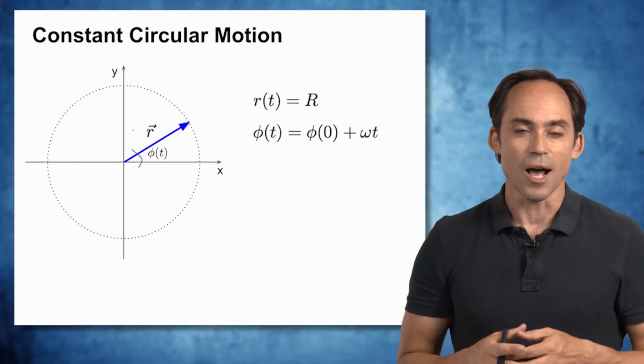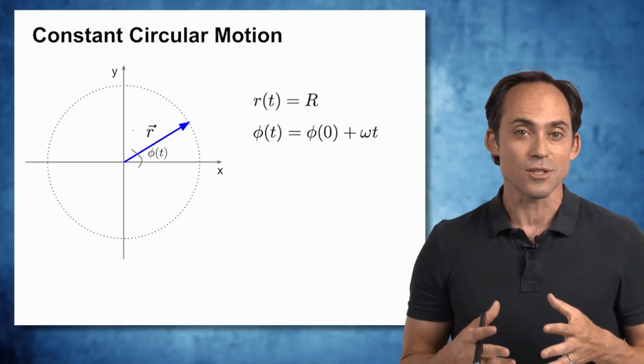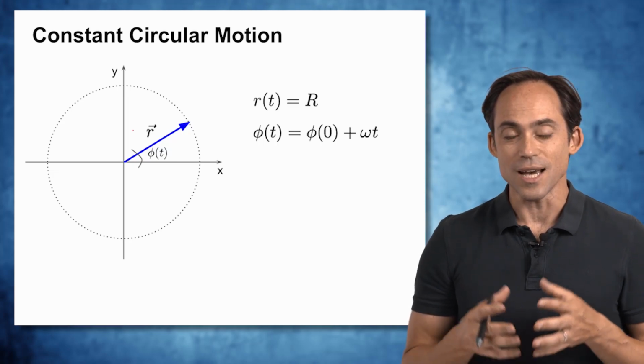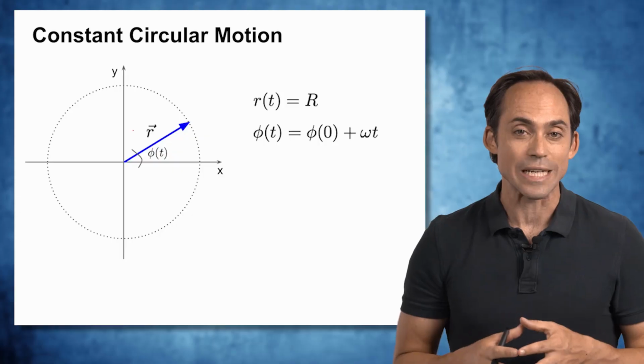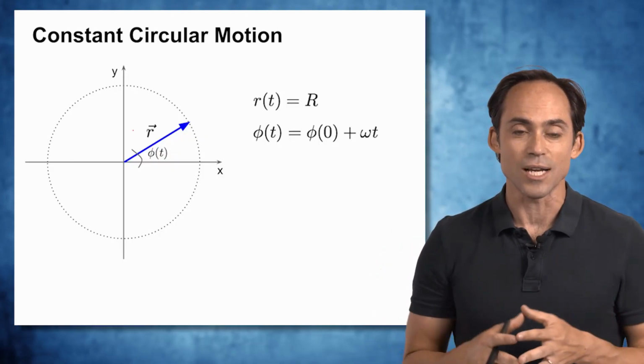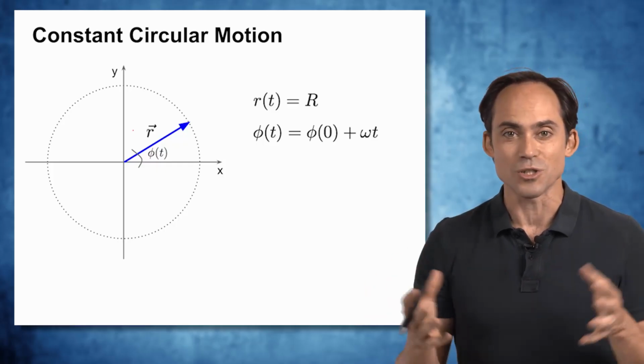So how do we describe constant circular motion? Well, a perfect circle is one in which the radius is fixed in all directions. So if we write this down in polar coordinates, the time dependence of the radial coordinate is essentially constant. There's no time dependence at all. It's just a constant radius, which we'll call capital R.